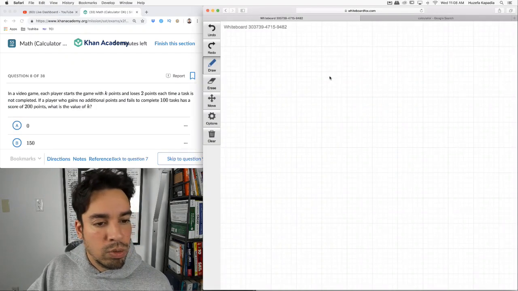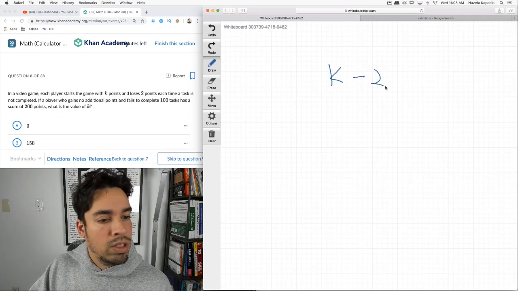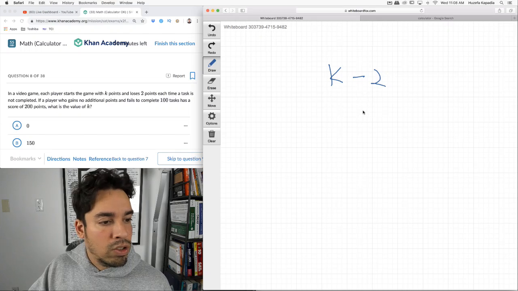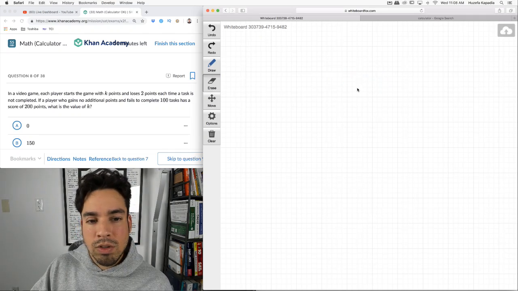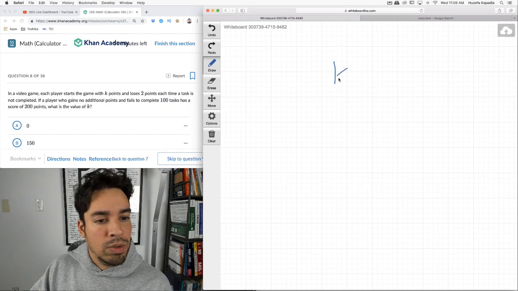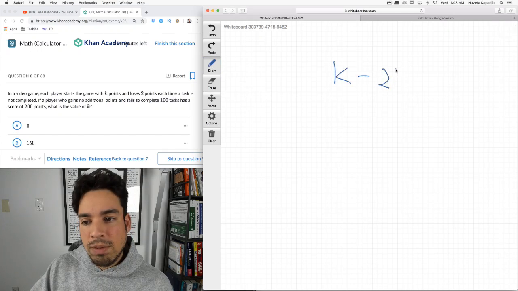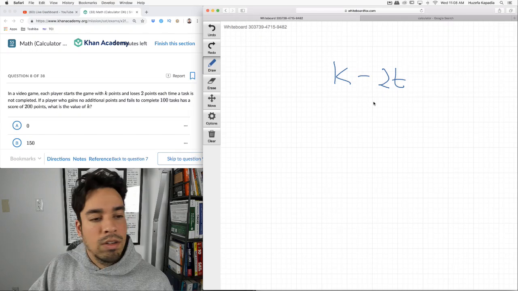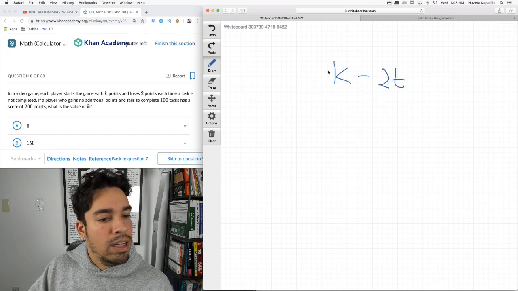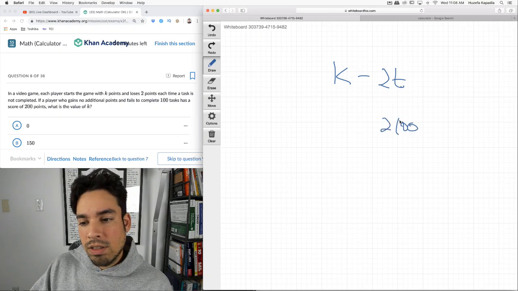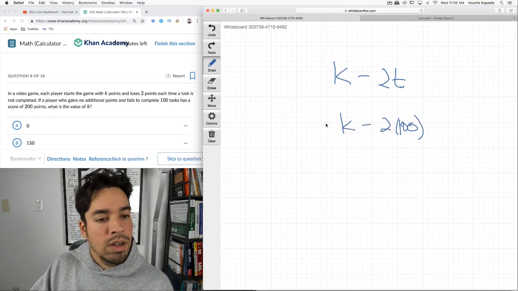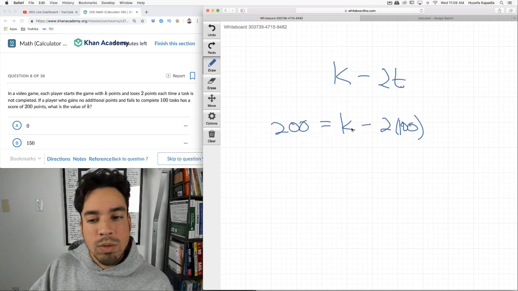In a video game, each player starts with K points and loses 2 points each time a task is not completed. If a player who gains no additional points and fails to complete 100 tasks... Hold on. I wrote this wrong. No, starts with K and loses 2 points each time a task is not completed. And if a player who gains no additional points and fails to complete 100 tasks has a score of 200, what is the value of K?